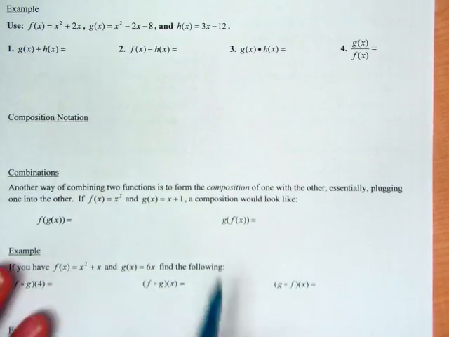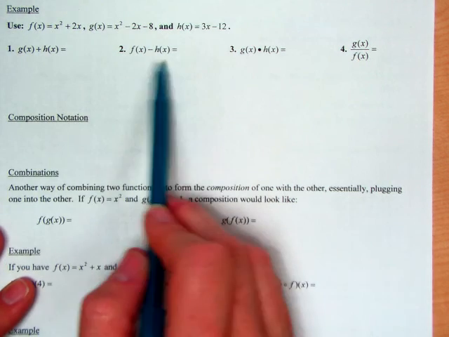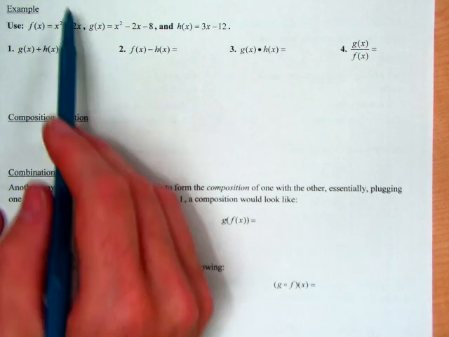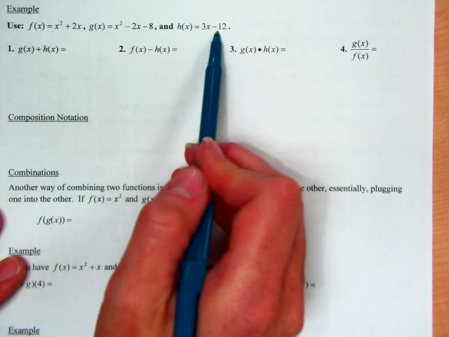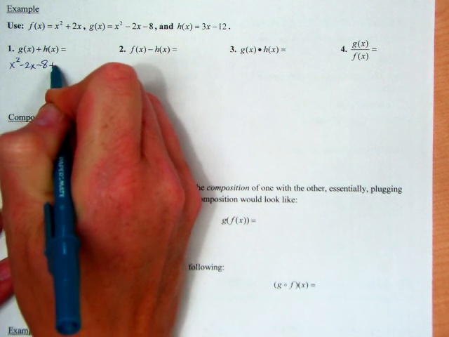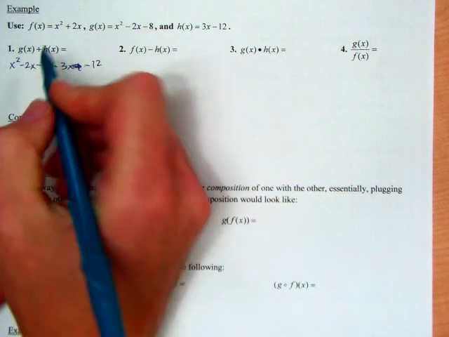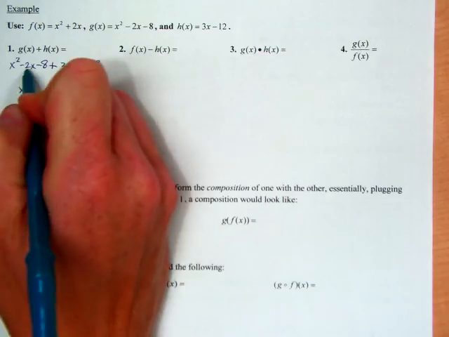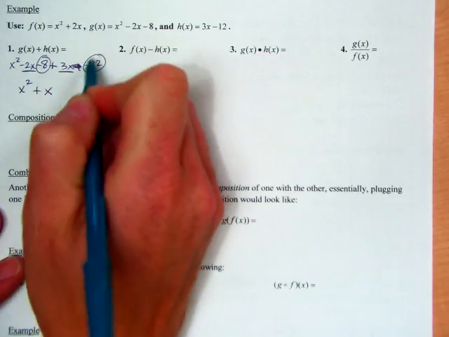These are the three functions we're going to use, and we're going to do 4 different problems with them, one of each. So the first one says addition, so I'm going to take g and add it to h. So I'm going to take x squared minus 2x minus 8, and I'm going to add it to 3x minus 12. So just combining like terms, I have x squared, my x's come together and make an x, and then my numbers come together and make negative 20.